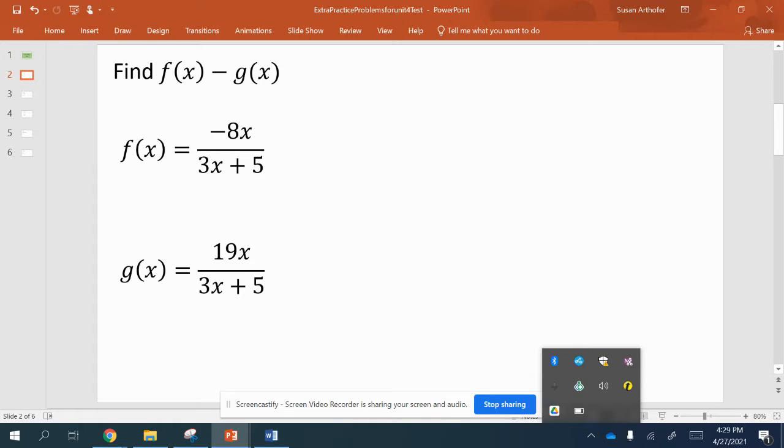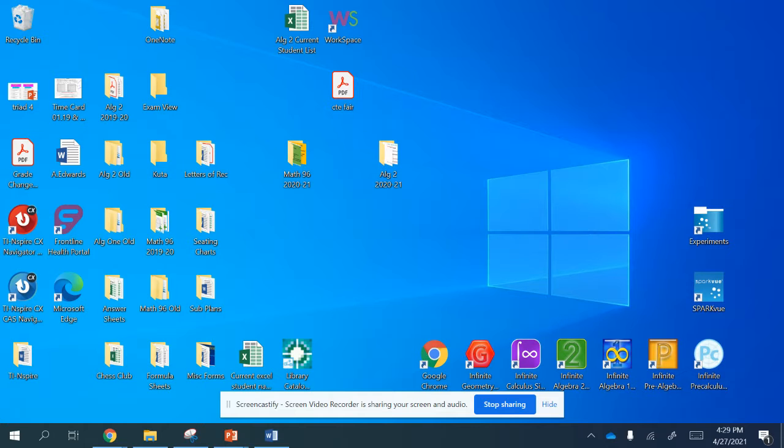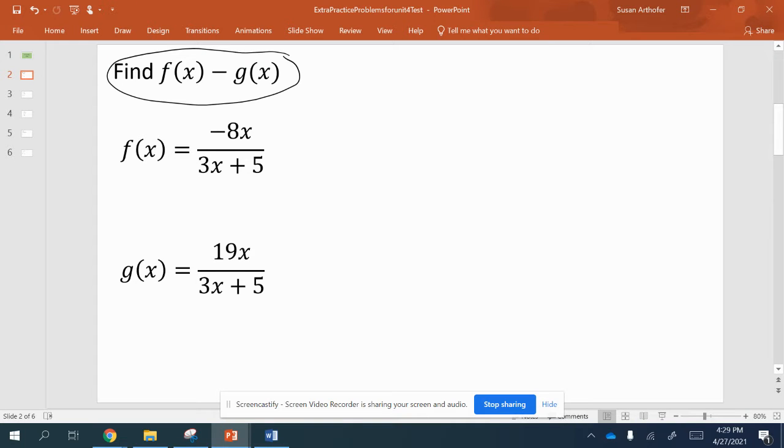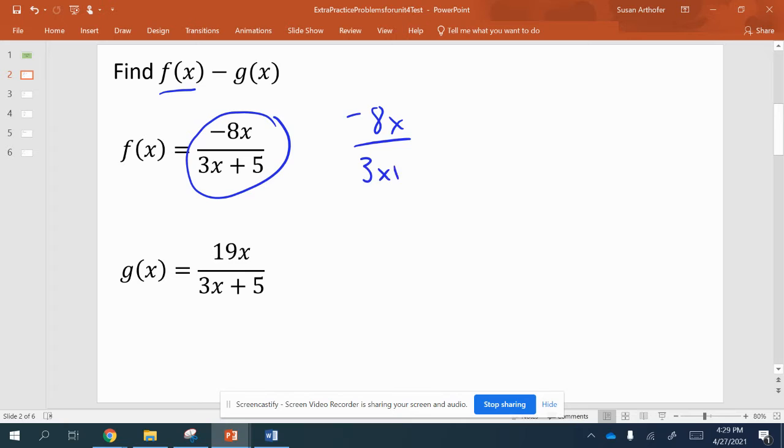Okay, so on the next screen, you're going to go ahead and write this down. This is the directions. Find f of x minus g of x. So write that down. Okay, and then we're going to do the problem. Let me grab a different color. So now you're writing what I'm writing. So it says f of x. So we're going to write this first. And then it says a minus sign, the g of x. So we're going to write this second.